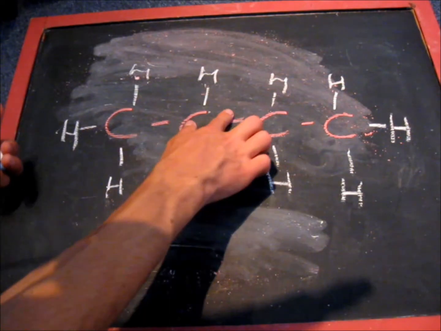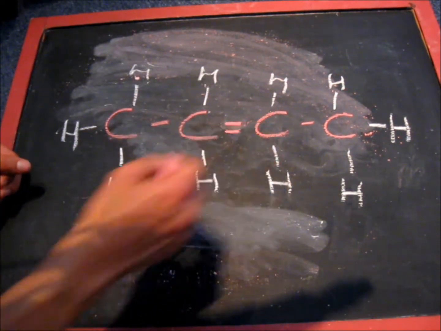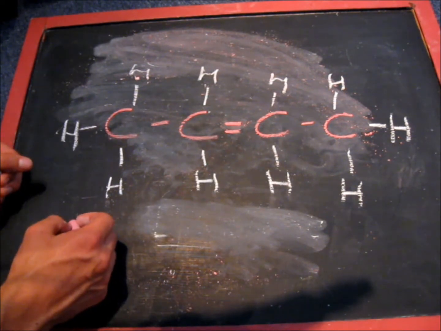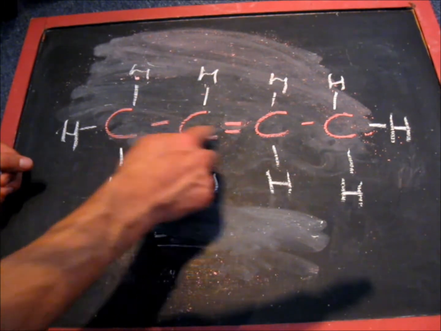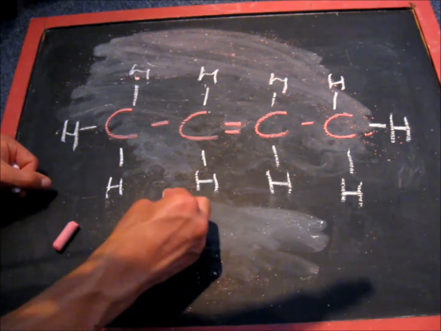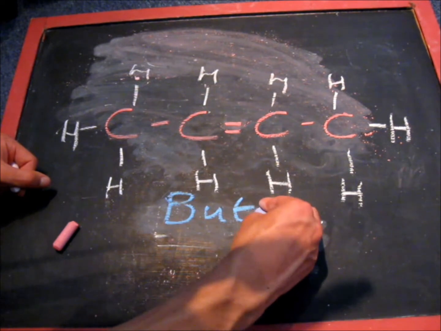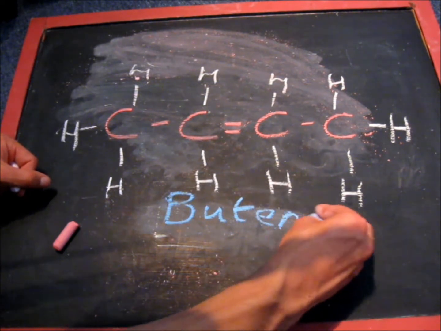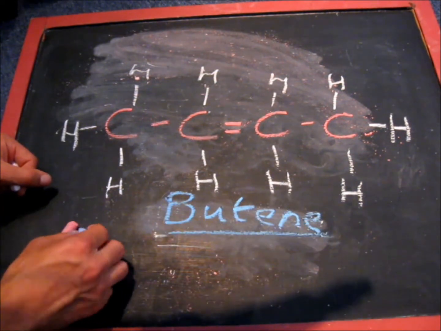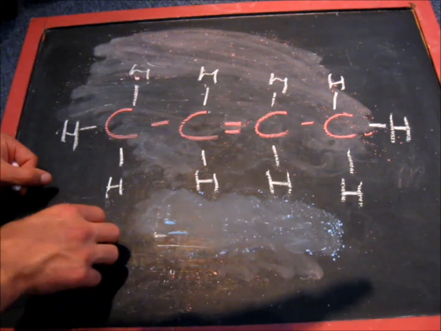If, however, there is a double bond between any of the 2 carbons, it then becomes an alkene. So it would have an ending of -ene, which would make it butene. So that's that.